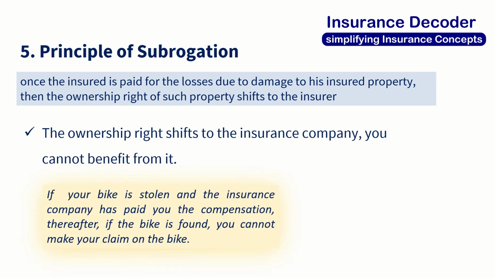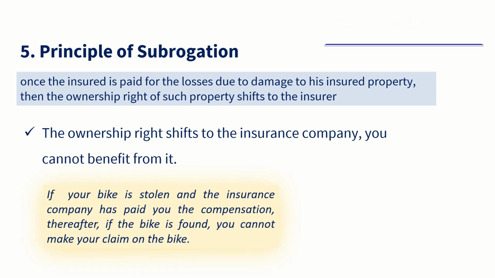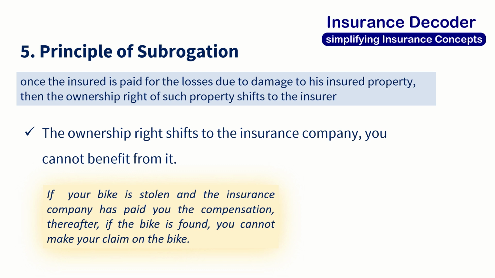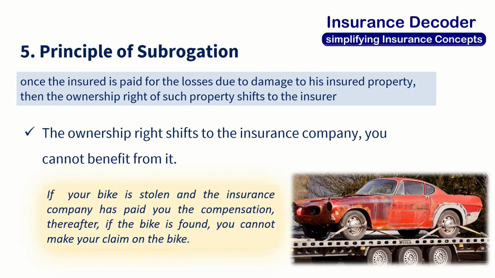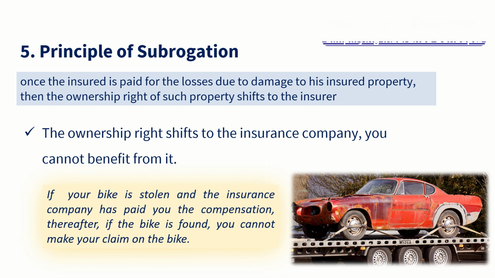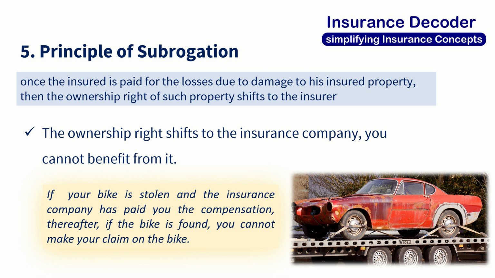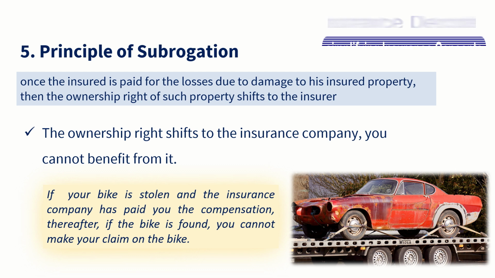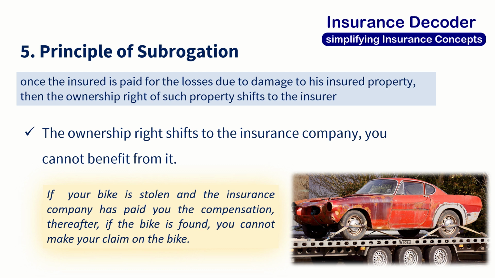For example, if your bike or car is stolen and the insurance company has paid you the compensation, thereafter you cannot have ownership of the lost car or bike. Now after some time, if the insurance company finds that bike or car, it can sell it and you cannot make any claim from the insurance company because you have already been paid for the damage.